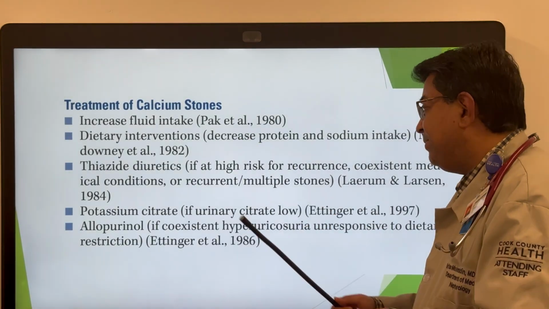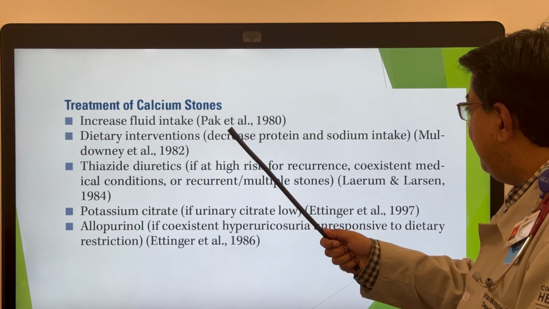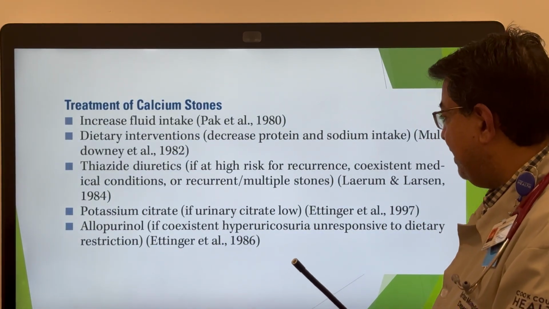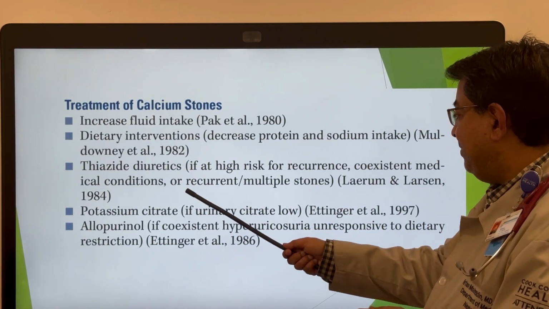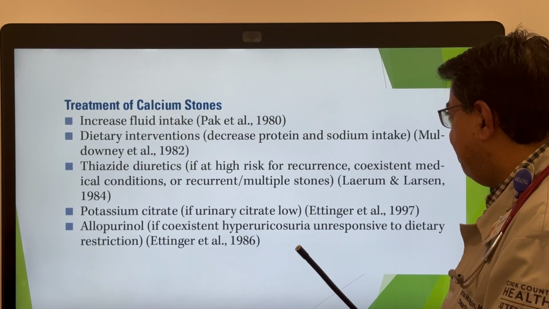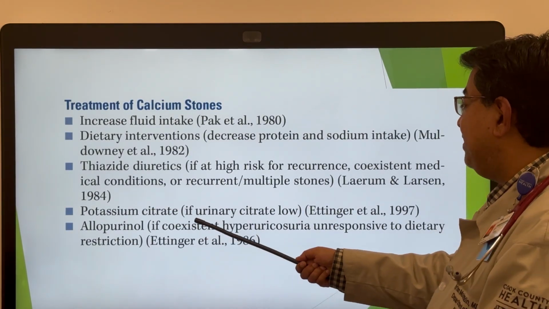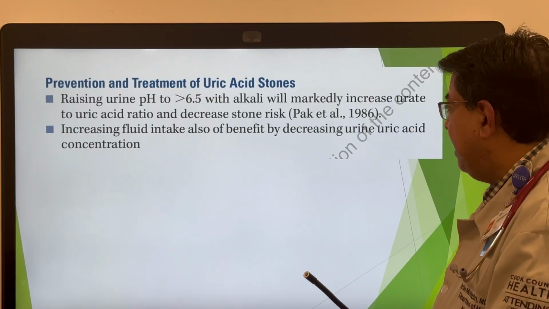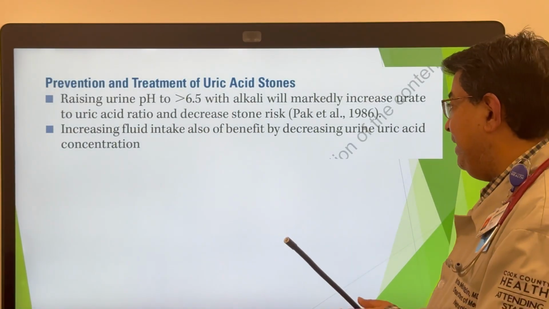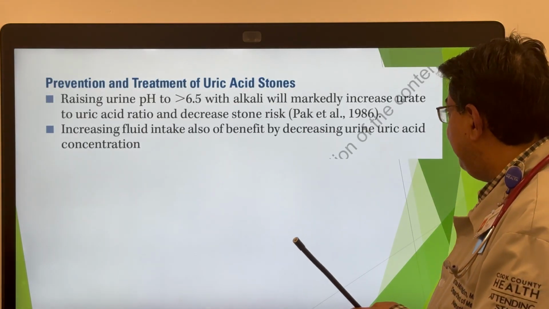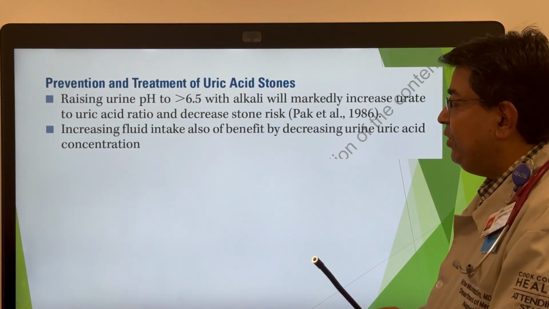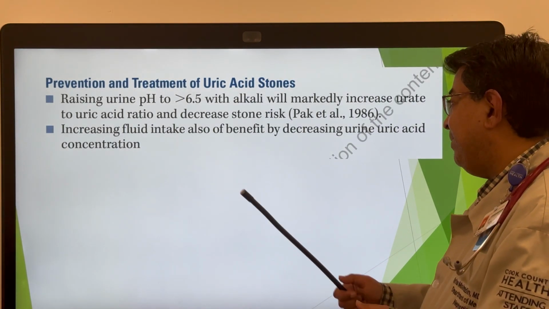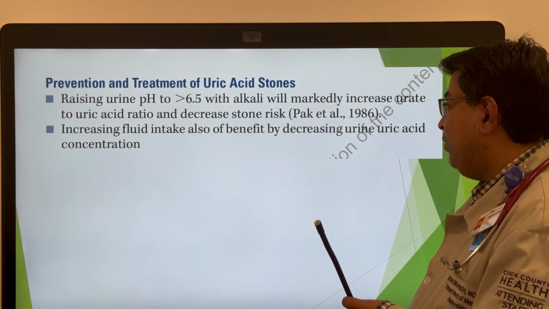So as I said, for calcium stones, you should increase fluid intake, decrease protein and sodium intake, thiazide diuretics if they're at high risk, or if there's high calcium in the urine, potassium citrate if the urine citrate is low, and allopurinol if there's coexistent hyperuricosuria. Next slide. For uric acid stones, you want to raise the urine pH to greater than 6.5 with alkali, because this will markedly increase the urate to uric acid ratio and decrease stone risk. So you should always remember the pH goals in patients with uric acid stones.